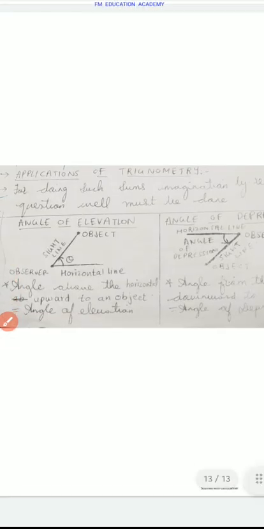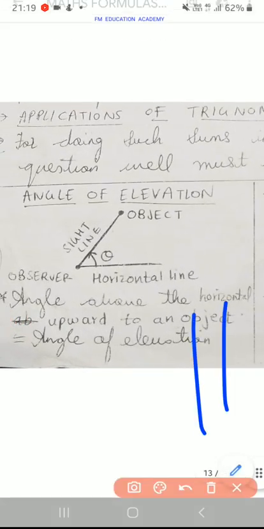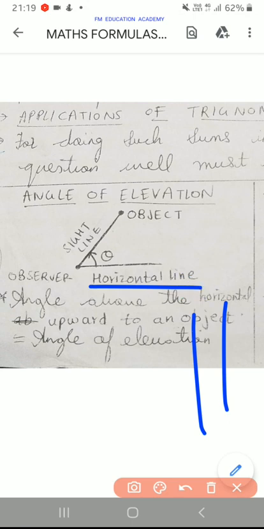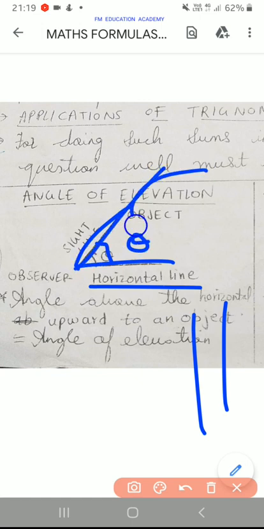applications of trigonometry. Okay, for doing such sums, imagination of the question is required. We already know this. What is angle of elevation? When this is called as horizontal line. Okay, when the angle is above the horizontal, that is called as angle of elevation. This is called as line of sight when we are seeing the object.